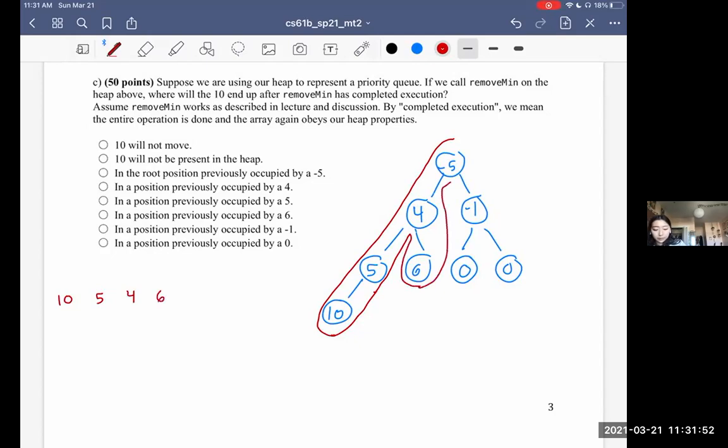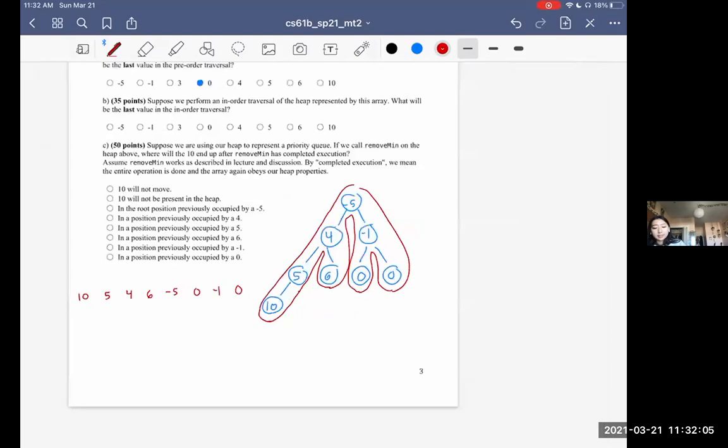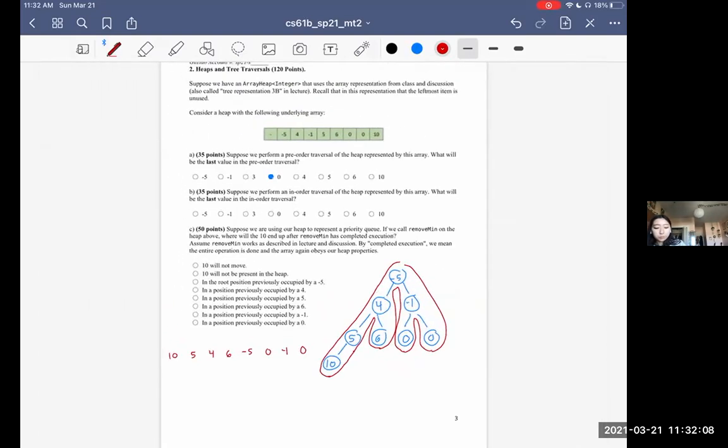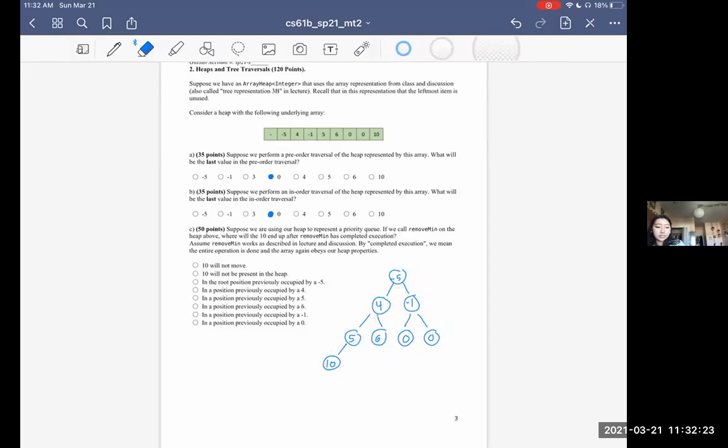And now we're under -5. And then we keep going and now we're under 0. Oh, and now we're under -1. And now we're under 0. And so the last thing we visited in this in-order traversal was 0. Just like before. And so that was our little circle hack that made life so much easier.